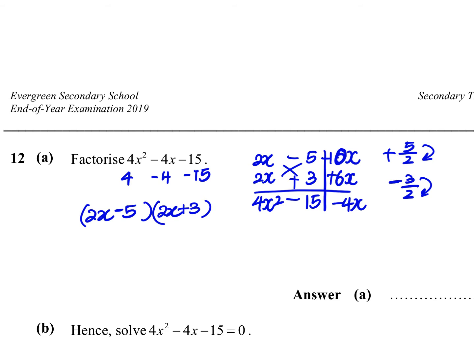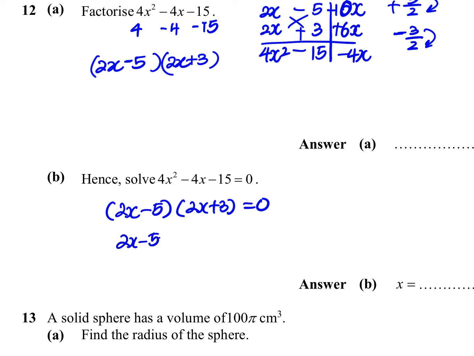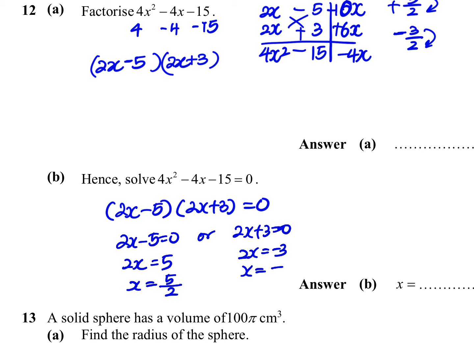The question says factorize, it never says solve, so you don't equate and give me the number. Then the next part, they say solve. The teacher is too kind to you already, giving you such an easy question. If it's me, I would just do the whole question directly. Then we solve. This one will be 2x minus 5 equals 0. Do you have an answer? 2.5. Or the other one? Negative 3 over 2, which is 1.5.